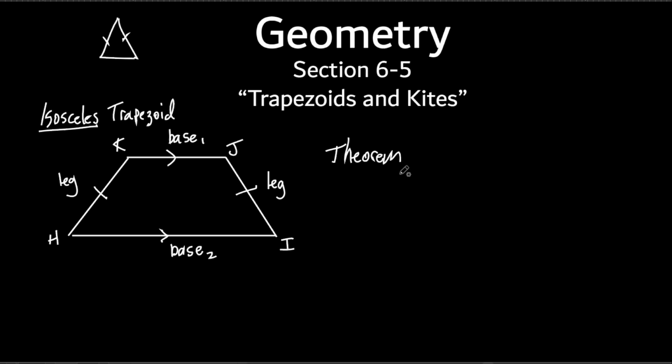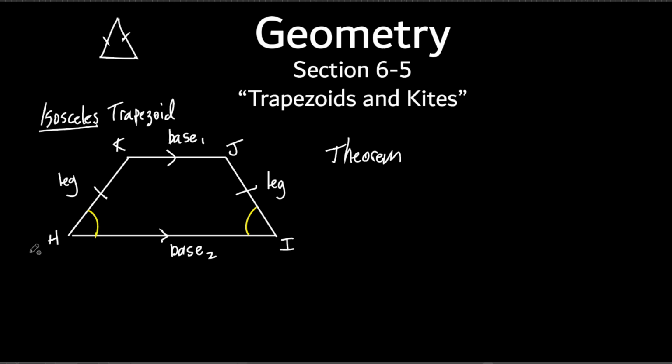So our theorem says this. It says that the base angles, now we're talking angles this time, the base angles of an isosceles trapezoid are congruent to each other. So which ones are the base angles? Well, I'm glad you asked, because I'm about to tell you. So this right here would be a base angle, all right? And same thing with this one right here. Why? Because it connects the base to one of the legs. That's the base angle. Are there any other base angles in here?